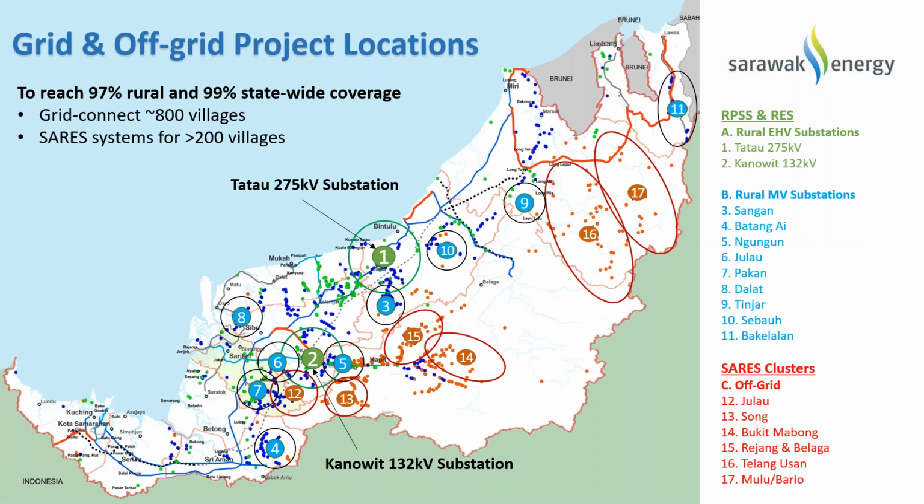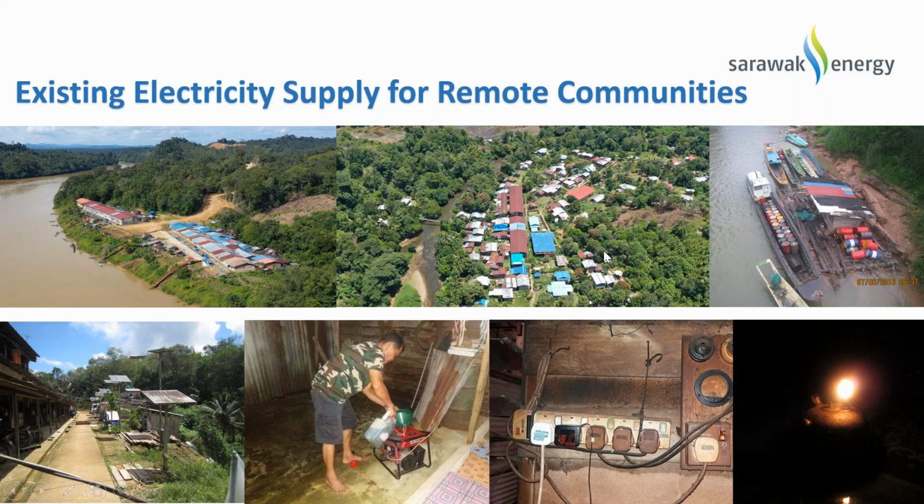This is the map of the different types of projects that are ongoing right now and in our planning as well. For the grid, as you can see from the legend there, RPSS and RES are grid-connected infrastructure, while SARES is the off-grid infrastructure that we plan to implement in the next couple of years. Next I will talk more in particular on the SARES scheme. The existing electricity supply to remote communities in Sarawak mainly uses generator sets.